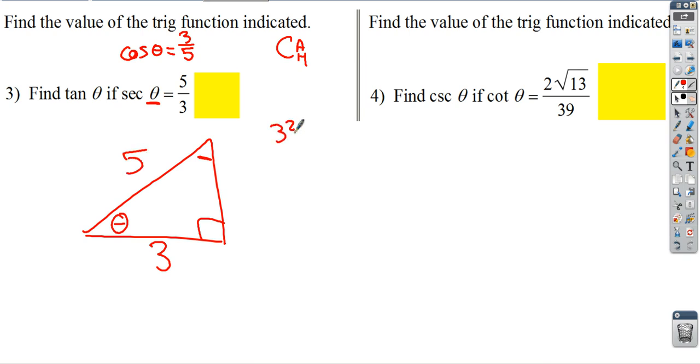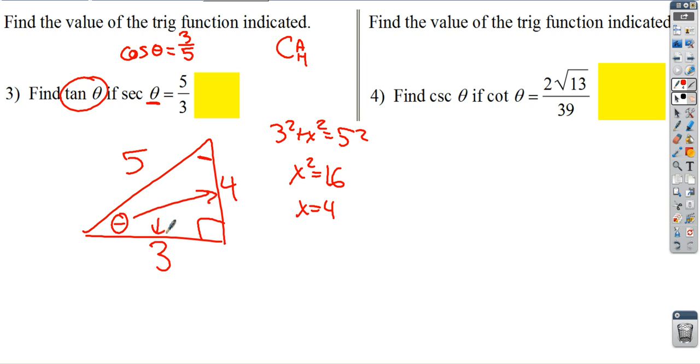And if we use the Pythagorean theorem again and solve like we did before, we end up with x squared equaling 16, which means that x equals 4. Okay, so that's what our triangle looks like. It says find tangent, and tangent is opposite over adjacent, or 4 over 3. And so that should be what the answer is. Oops, you can't see it because it's written over, but yes, 4 over 3. This one right here, same thing.